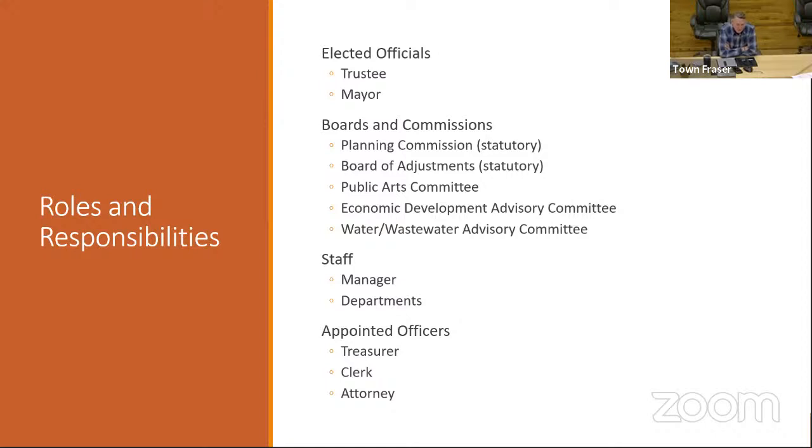We're organized also functionally under departments. We have a planning and development department, public works. I know I'm going to miss one of these.